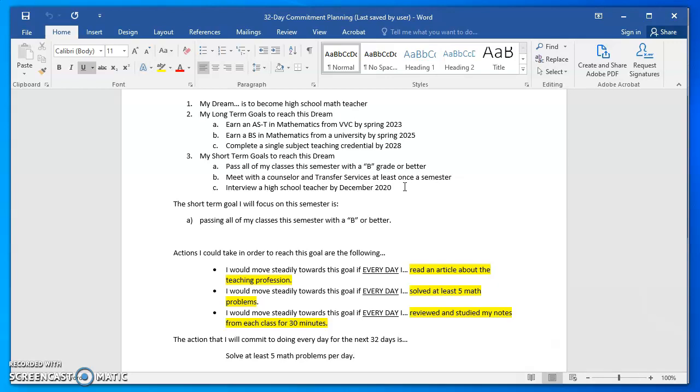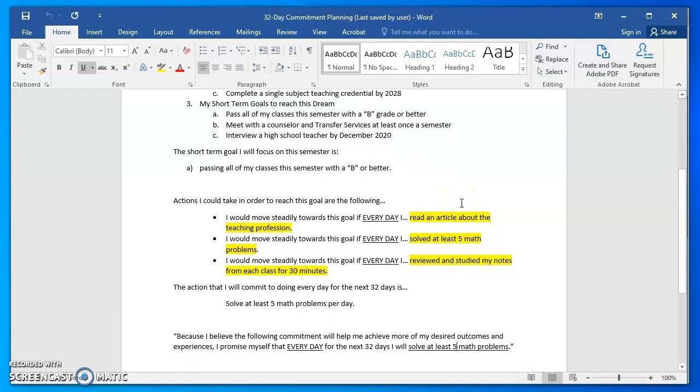So the next step is the student will select one of the short-term goals to focus on for this activity, for this 32-day commitment. And the short-term goal that the student has chosen is this one: passing all of my classes this semester with a B or better.